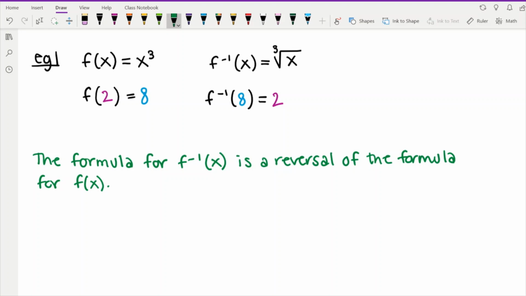However, most functions we're going to be dealing with are going to be a little bit more complicated than this one, right? X cubed and cube root of x, it's pretty clear that those are opposites of each other. They're very straightforward. But most functions are going to involve more steps than that. And so we need to really know what it means when we say that these formulas are reversals of each other.